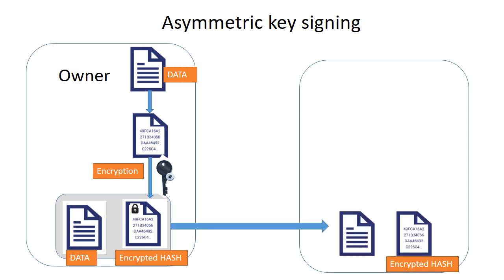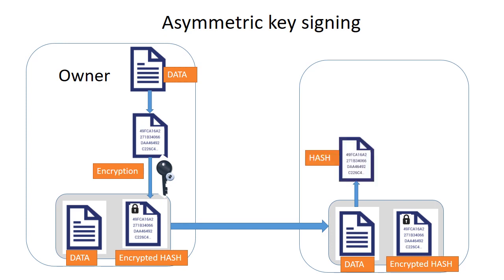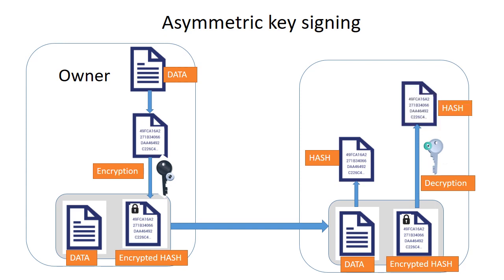This other party must be sure that the data was sent from the owner, and that's why it verifies the data in the following way. It takes the same data, using the same hash function, and creates the hash. The hash that was sent by the owner of the private key is decrypted using the public key, and after that it compares those two hashes. If the hashes match, then it is sure that the data was sent from the owner only.